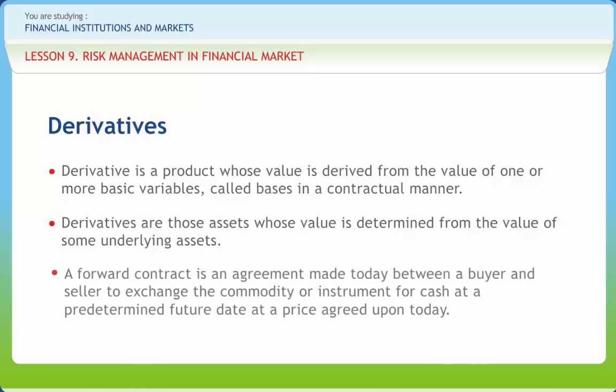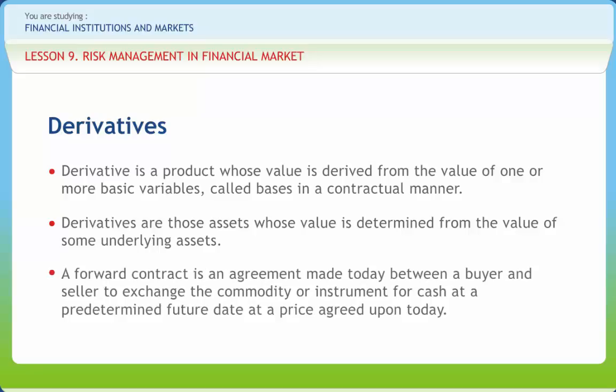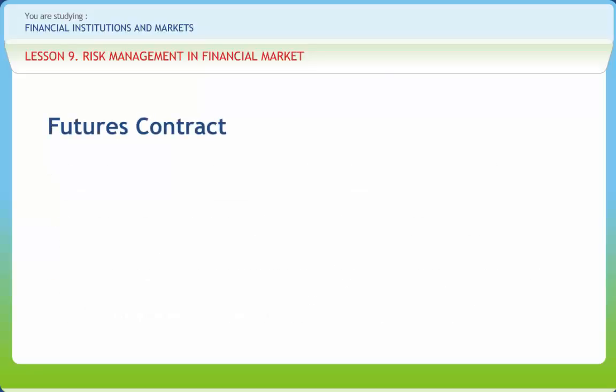A forward contract is an agreement made today between a buyer and a seller to exchange the commodity or instrument for cash at a predetermined future date at a price agreed upon today. A futures contract is a standardized contract between two parties to buy or sell a specified asset of standardized quantity and quality at a specified future date at a price agreed today.